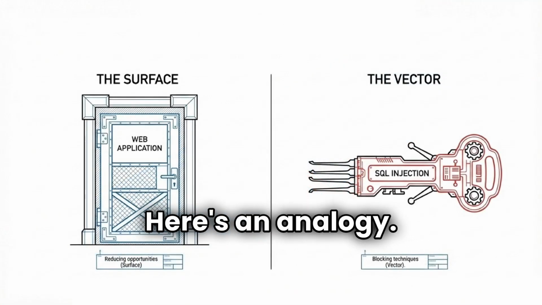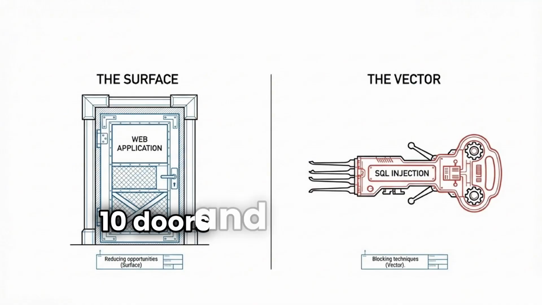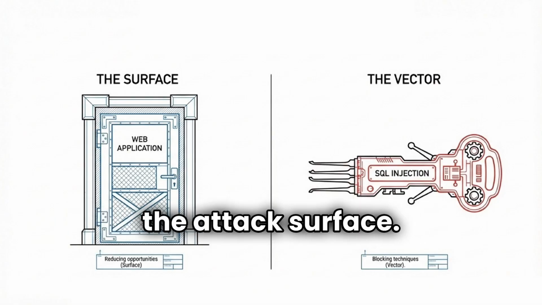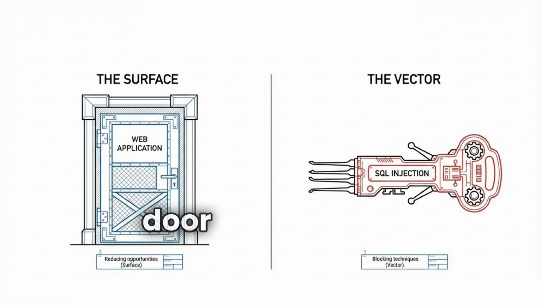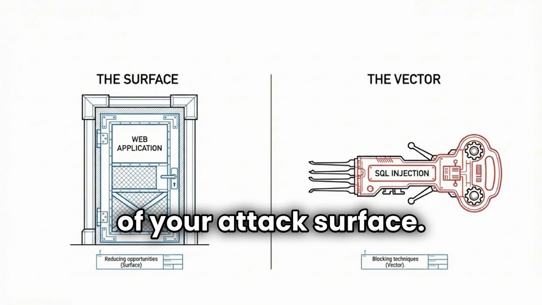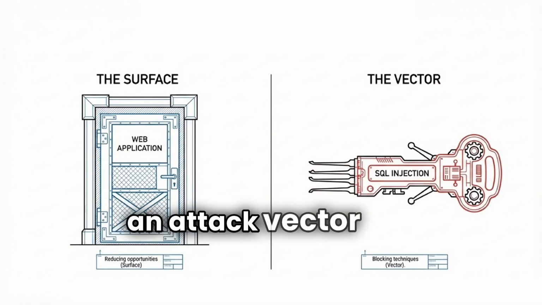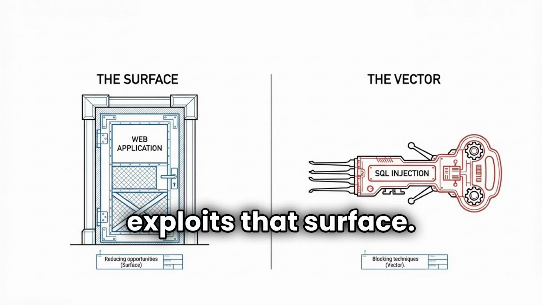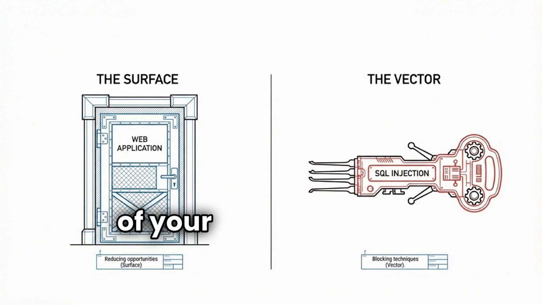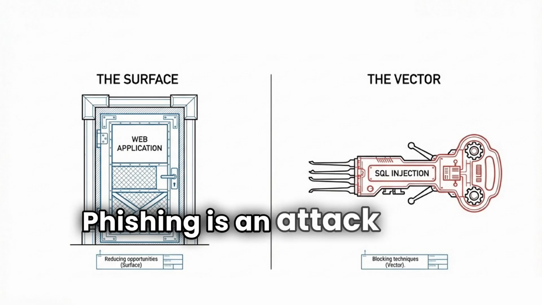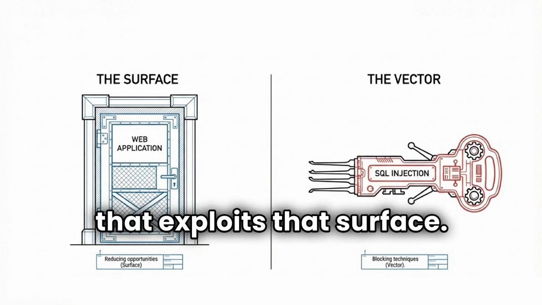Here's an analogy. Imagine a building with 10 doors and 20 windows. Those 30 entry points are the attack surface. When a burglar picks the lock on the back door specifically, that's the attack vector, the actual method used to exploit one point on the surface. In cybersecurity terms, your web application is part of your attack surface. SQL injection is an attack vector that exploits that surface. Your email system is part of your attack surface. Phishing is an attack vector that exploits that surface.